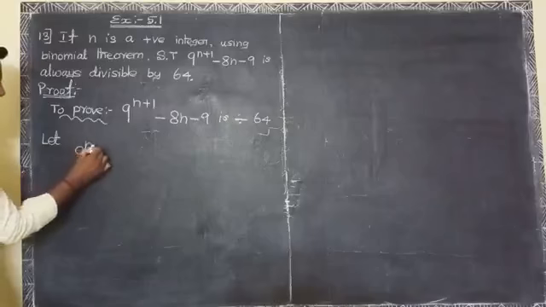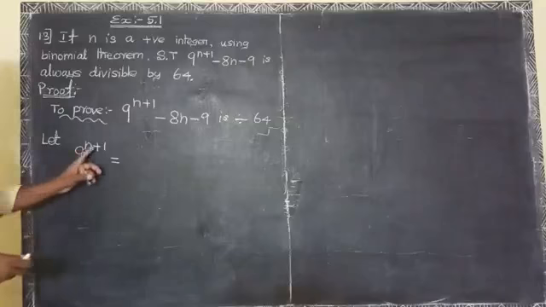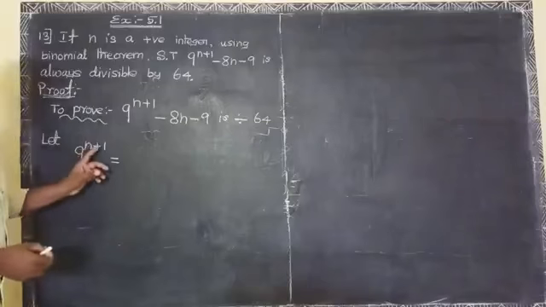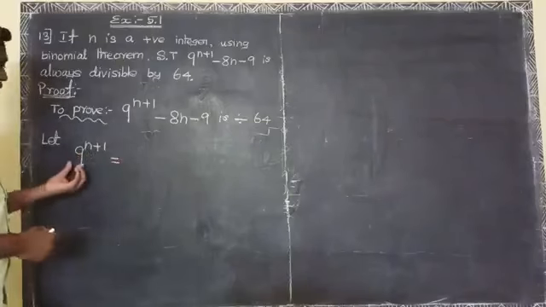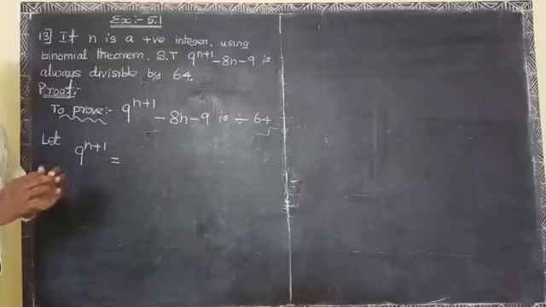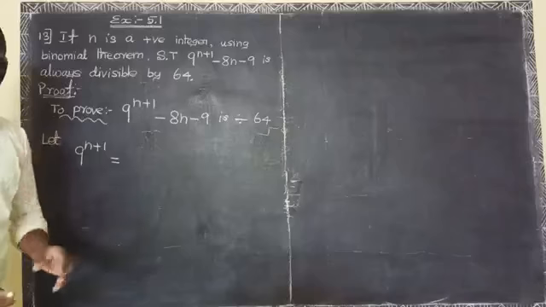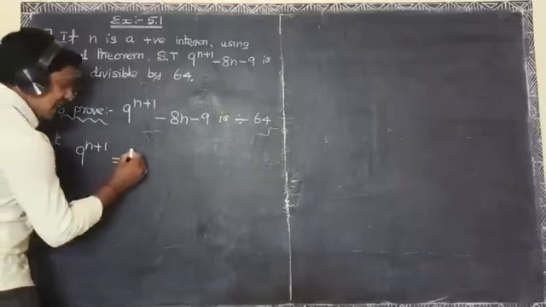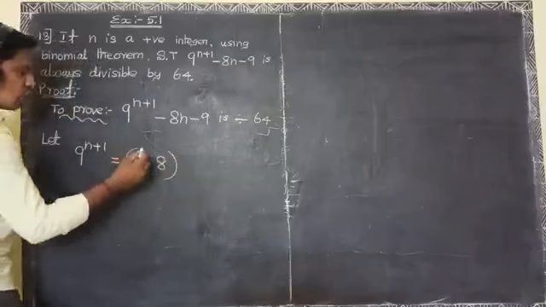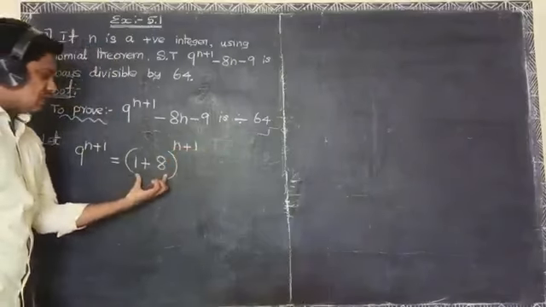Now let us take 9 power n plus 1. Here 9 power n plus 1 means 9 multiplied n plus 1 times, isn't it? Yes. Using binomial theorem means the expression should have the sum of two terms, isn't it? Therefore, we can split 9 as 1 plus 8. So 1 plus 8 whole power n plus 1. This is in binomial expression form.